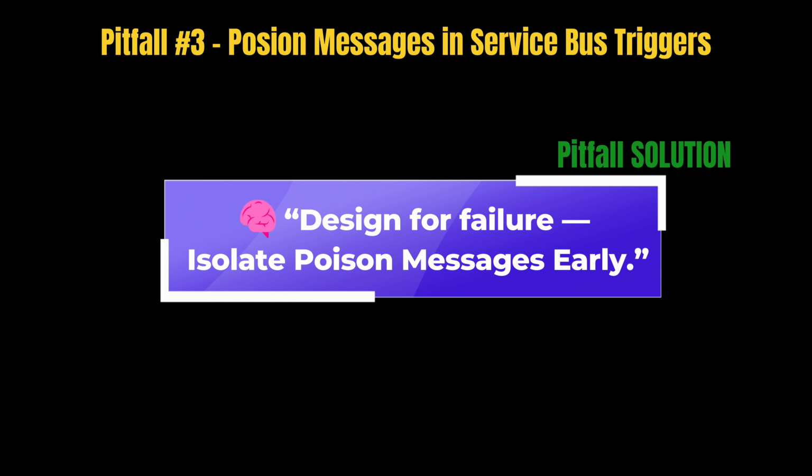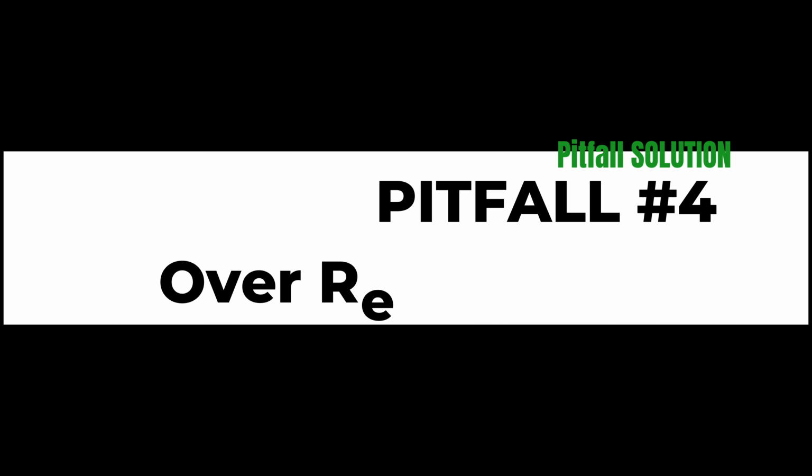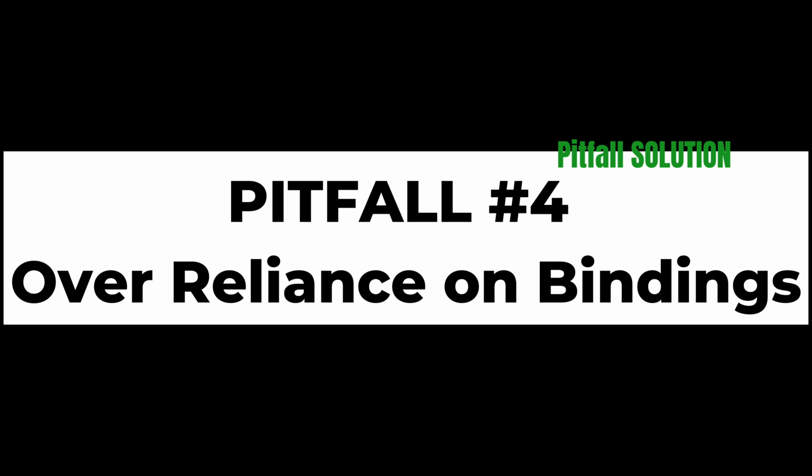Designed for failure, isolate poison messages early. Poison messages can grind your throughput to a halt. But what if your code isn't even flexible enough to retry reliably? That's the danger of over-reliance on bindings.